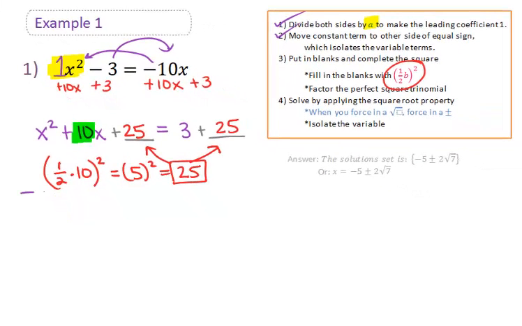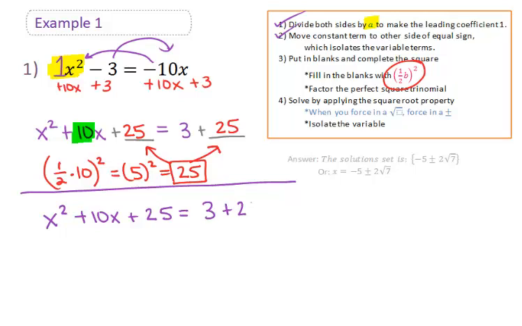So let me just rewrite my problem so it's a little easier to read. I have x squared plus 10x plus 25 on the left, and on the right I have 3 plus 25. On the left, I should have a perfect square trinomial, so that should factor as something squared. Again, remember the name of this process is completing the square.